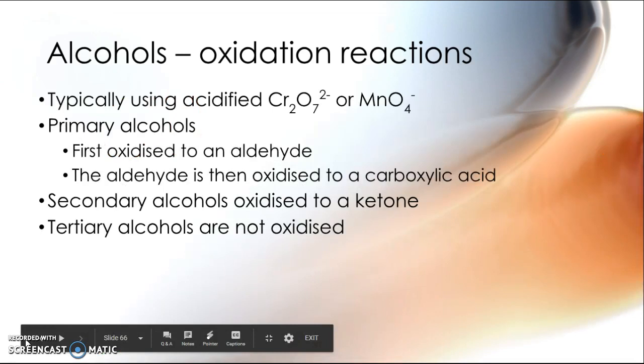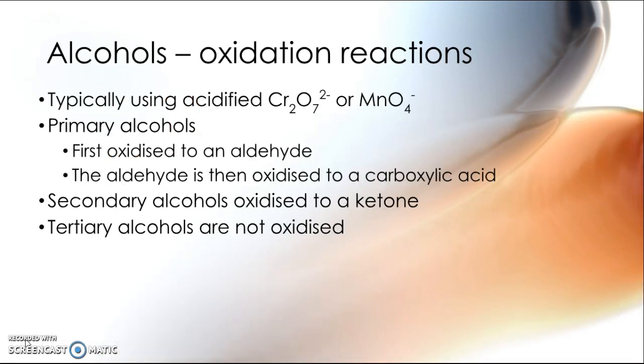And finally we come to oxidation reactions. Oxidation reactions are the point where there is a slight difference between the level 2 and level 3 syllabus. In both cases, tertiary alcohols don't get oxidized, and I'll show you why in a moment. In both cases, we use the same reagents. We use acidified potassium dichromate or acidified potassium permanganate, which are the ones that you may have used in redox.